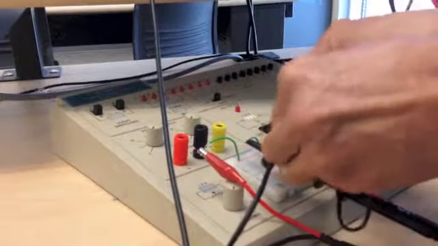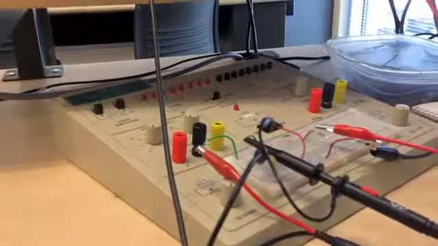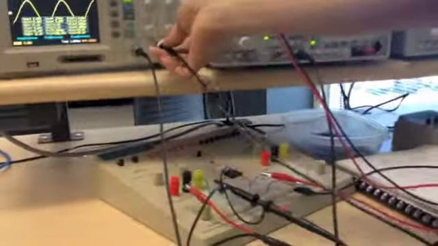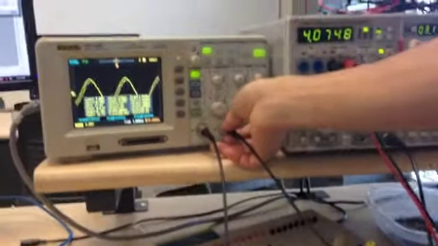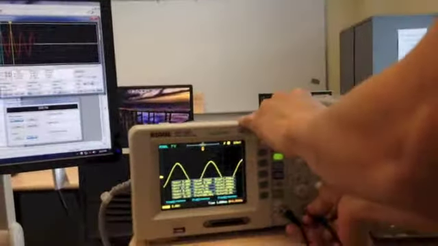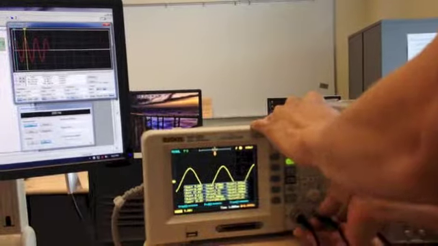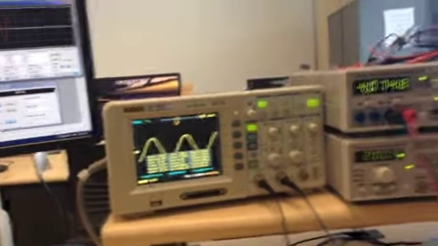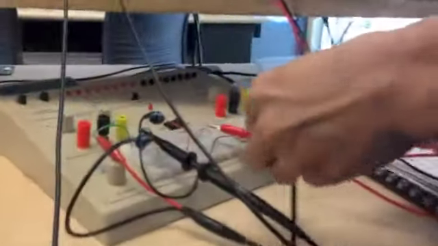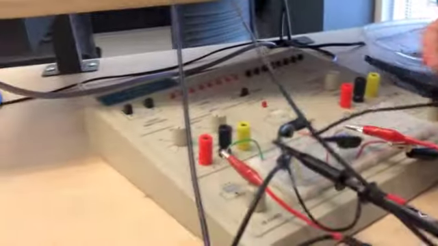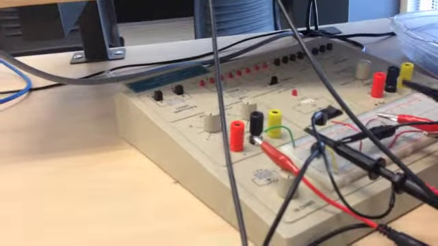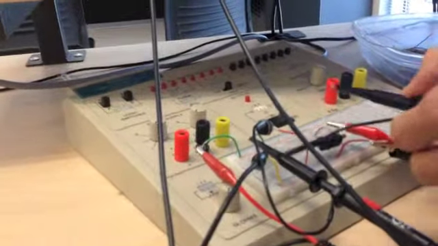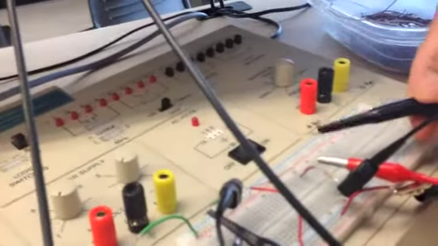Positive is negative, and I'm going to connect the channel 2 reading on R2 on the oscilloscope channel 2 port. The negative is going to go on the negative side, and the positive is going to go on the positive side.